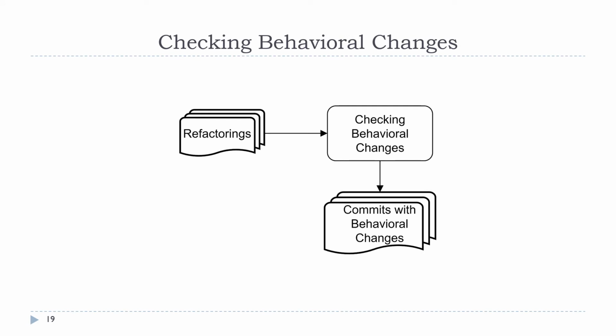Then, in the checking behavior change step, for each commit containing refactoring edits, we check if they presented behavior changes. For that, we use the SafeRefactor tool, which checks for safe refactoring edits. It analyzes two versions of a program, and by generating and running a set of unit tests, it indicates whether the program behavior remained unchanged. Then, in the context of our study, only the commits that presented behavior change were selected for the next step.